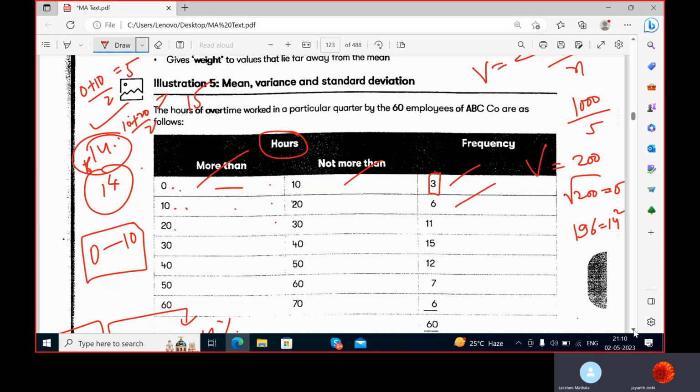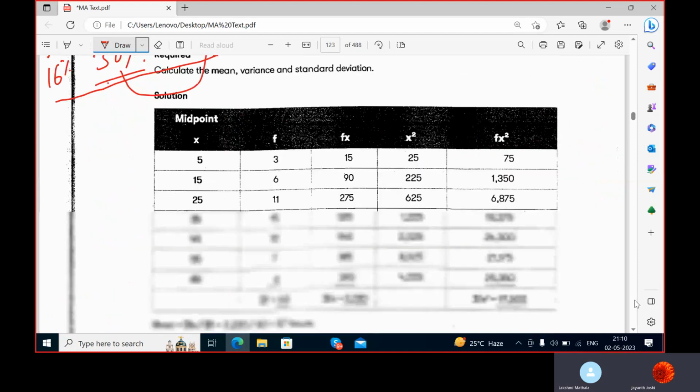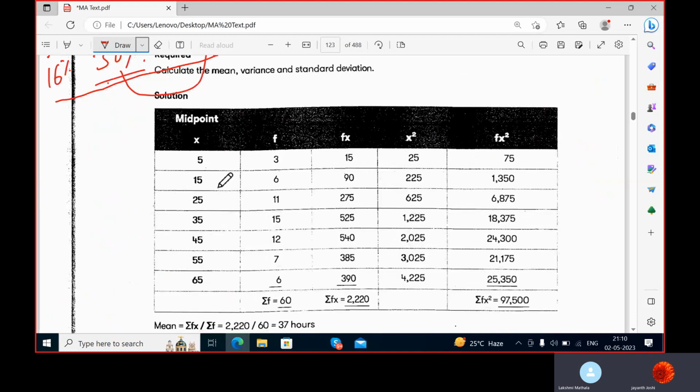Right, sir. Now the class interval is given, so you have to take the midpoint. So 5, 15, 25. How did you get 25? 20 plus 30, 50, 50 by 2, 25. Like that they have taken, and they have also taken the frequencies. So I have taken the frequency also.